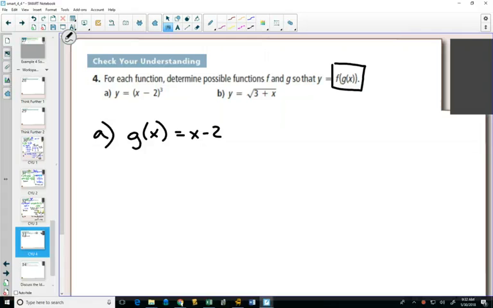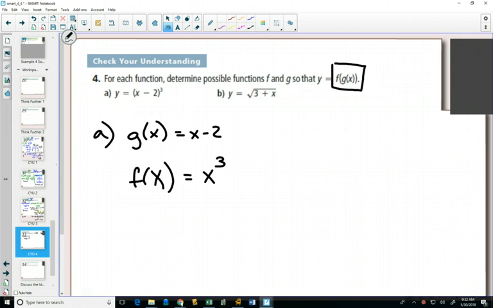And that inside function, what's happening to it? It's getting cubed. So my outside function is cubing. Does that make sense? So my inside function is x minus 2, and my x minus 2 is getting cubed. So my outside function would be x cubed.